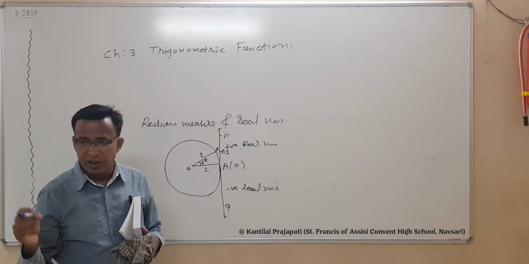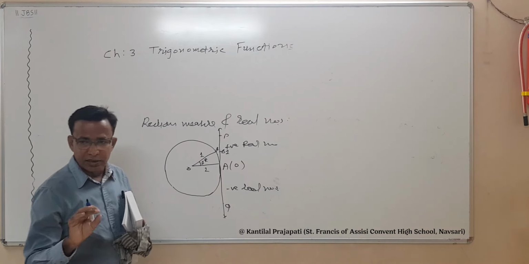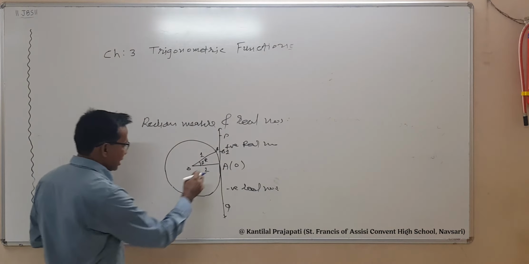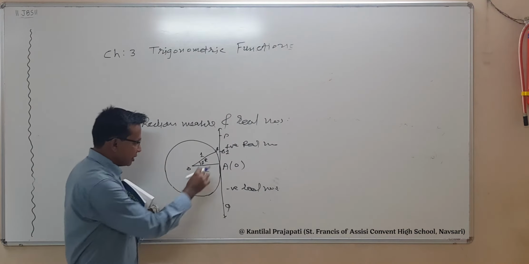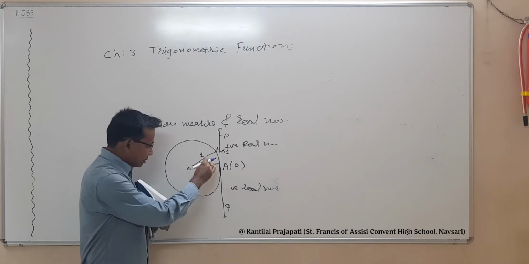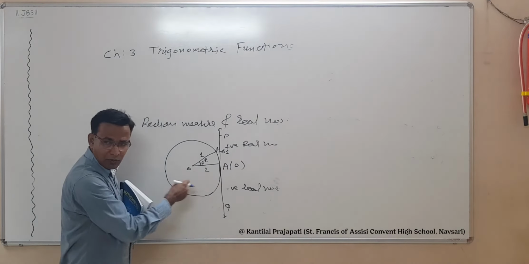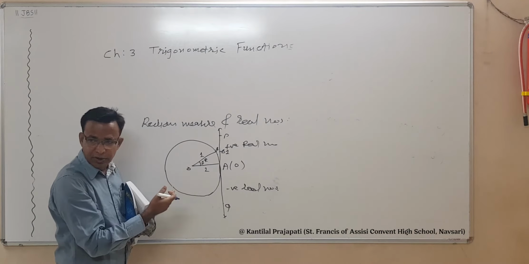Radian measure is nothing but a real number. The relation between radian measure and real numbers is the same. Similarly, AQ in the negative direction of the ray rotates about the circle in the clockwise direction, and you get a negative real number.